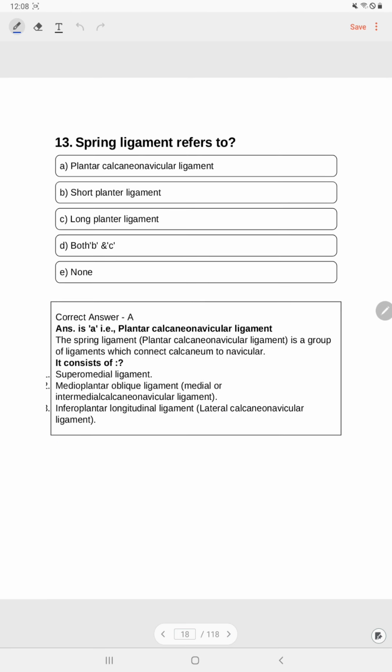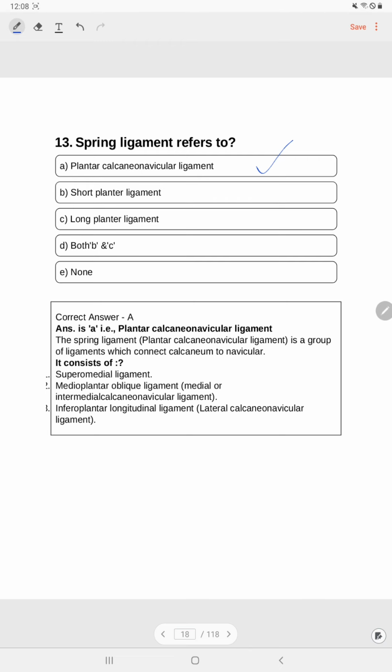Question number 13. Spring ligament refers to: A. plantar calcaneonavicular ligament, B. short plantar ligament, C. long plantar ligament, D. both B and C, E. none. Answer is A.